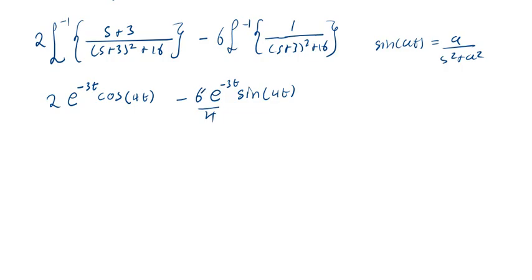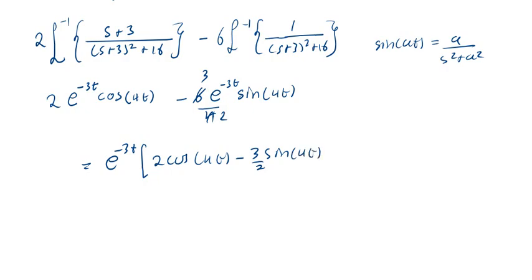of which you can simplify as 2 into 6 is a 3, then there is a 2, so you have 2e to the minus 3t since it's common. Then I'll say 2 cos 4t minus 3 over 2 sine 4t like this. So if you have observed, we have manipulated the question in such a way that it works in the way that we want it to work.